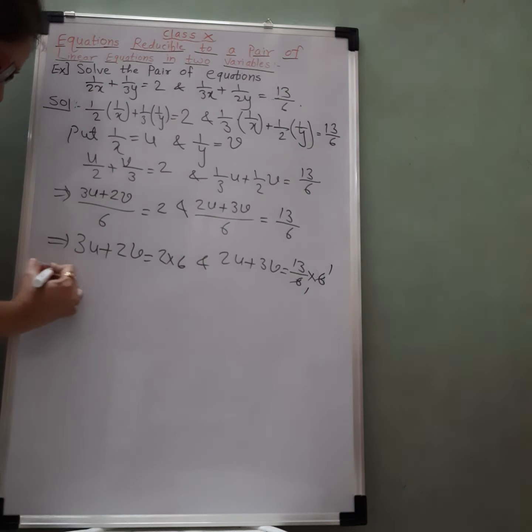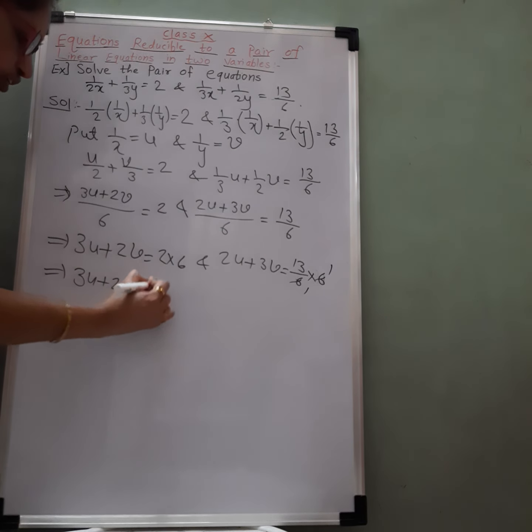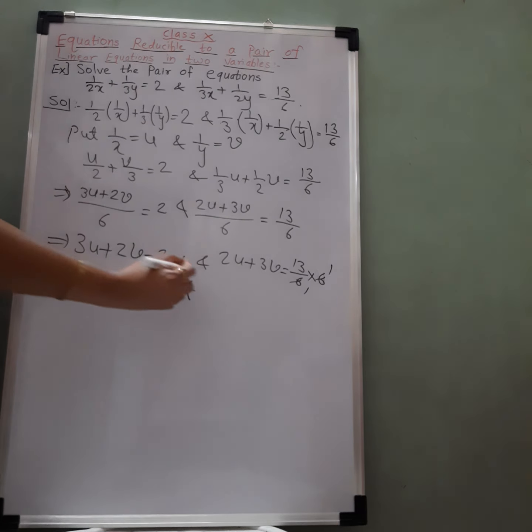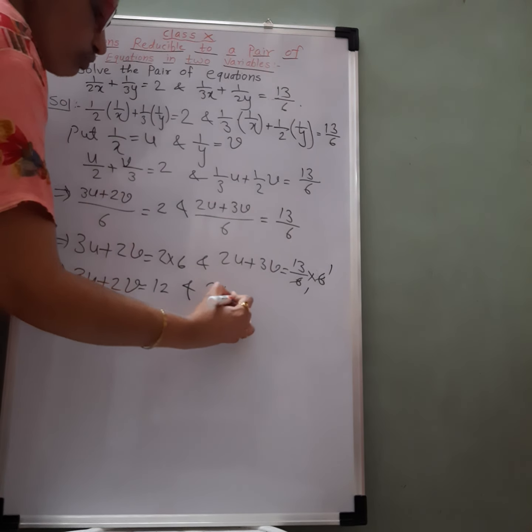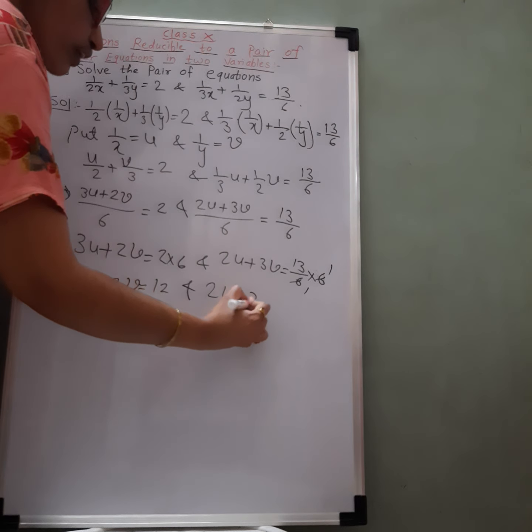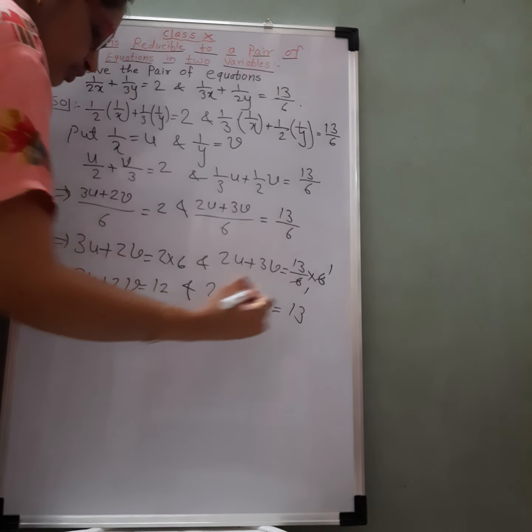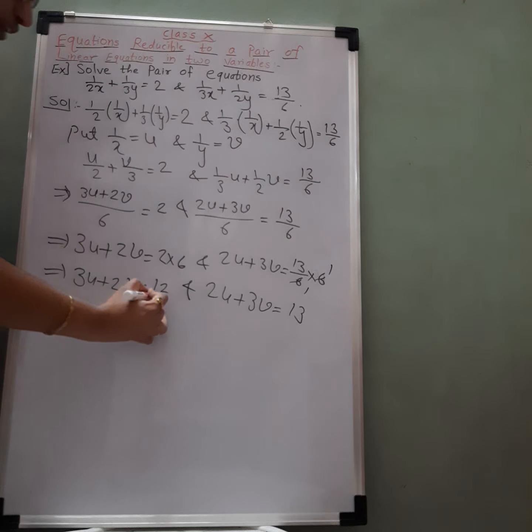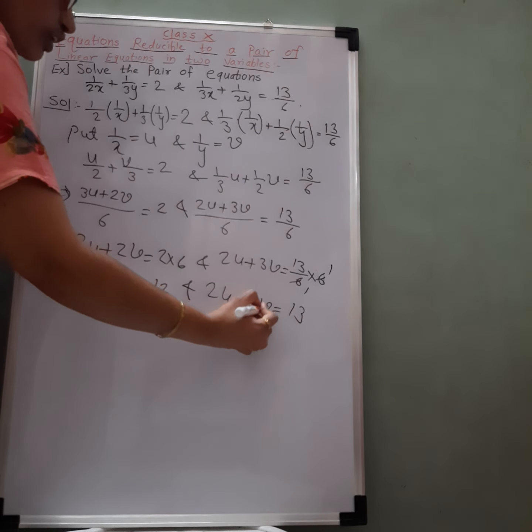This implies 3u plus 2v is equal to 12 and 2u plus 3v is equal to 13. Give it as number 1. Give this as number 2.